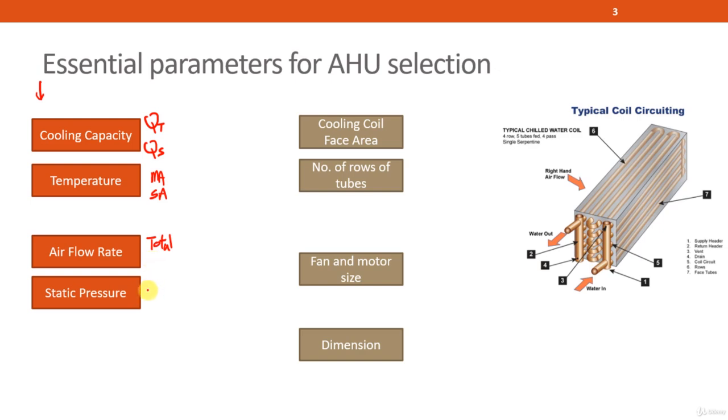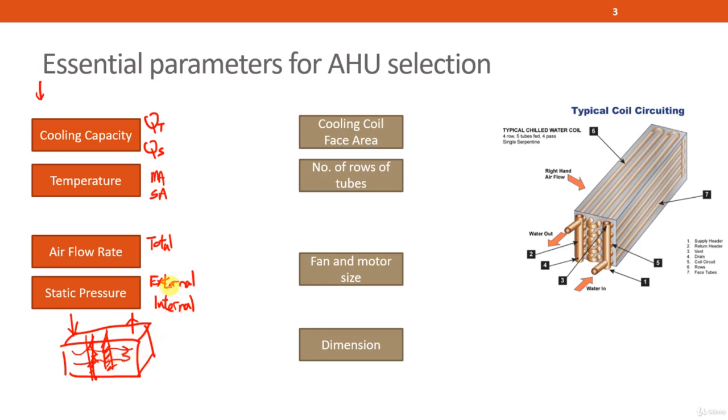Then lastly is the static pressure. There are two aspects of static pressure: one is external, the other is internal. Let's talk about internal static pressure. Internal static pressure refers to the AHU when air is flowing across the cooling coil and passing through the filter. There will be some pressure loss. So what are the total pressure losses when the air comes in from the return air side and goes out from the supply air side? This is what we call internal static pressure losses within the AHU.